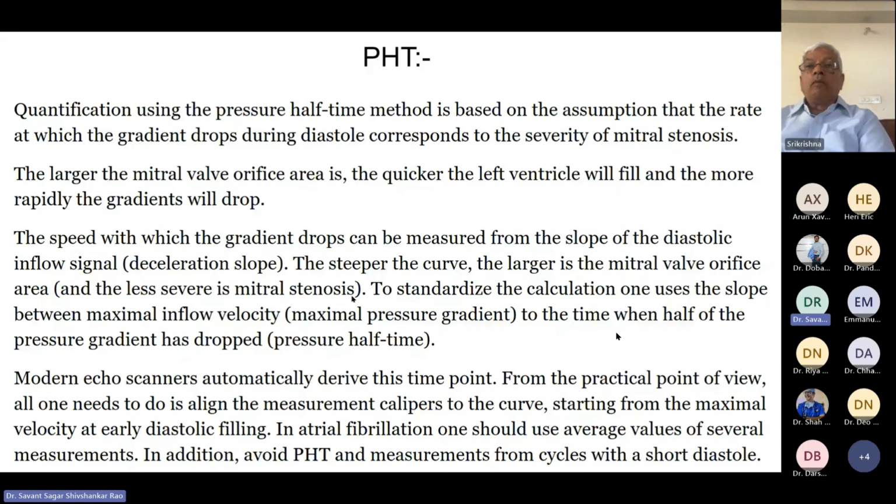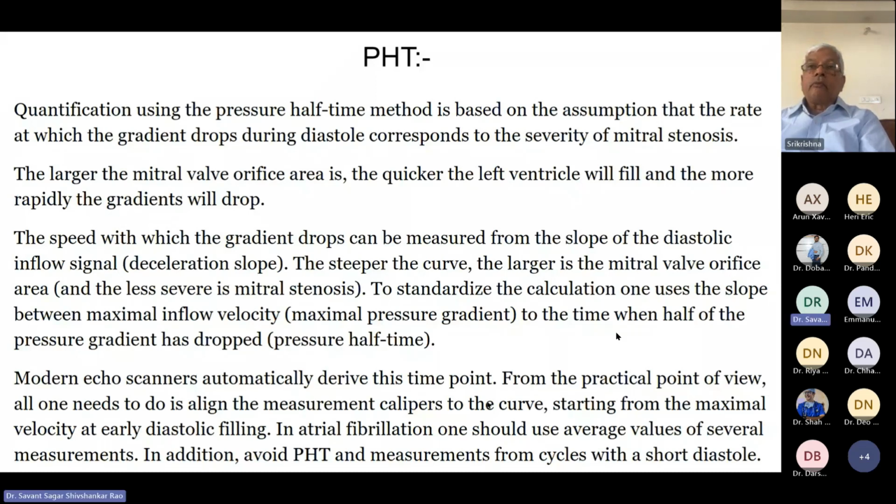To standardize the calculation, one uses the slope between the maximum inflow velocity and the time when half of the pressure gradient has dropped. That is the pressure half time. Modern echo scanners automatically derive this time point. From the practical point of view, all one needs to do is align the measurement caliper to the curve, starting from the maximum velocity at early diastolic filling. In atrial fibrillation, one should use average values of several measurements. In addition, avoid pressure half time measurements from cycles with a short diastole.